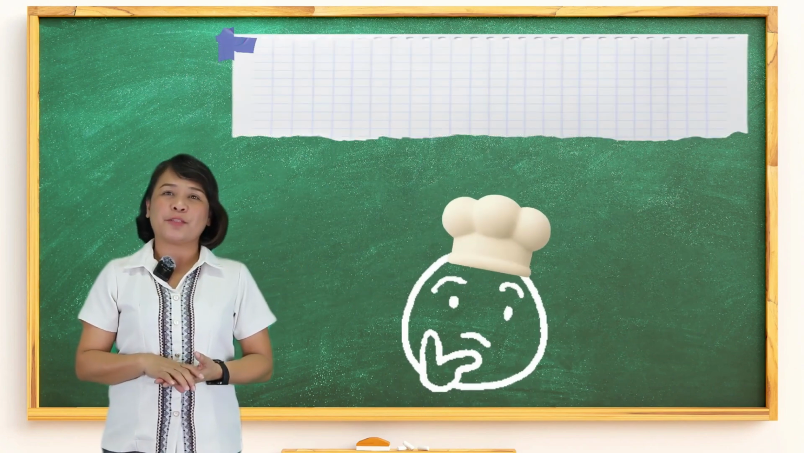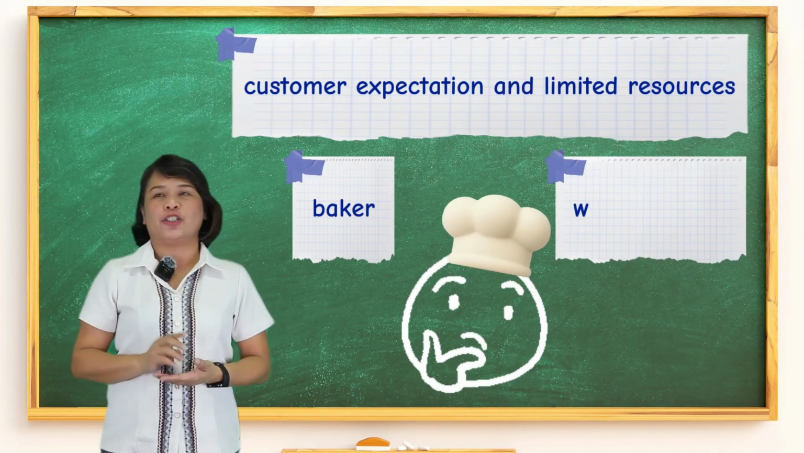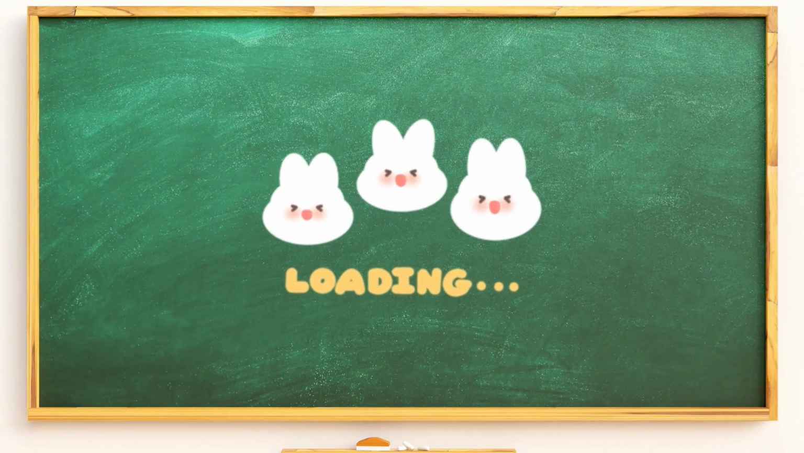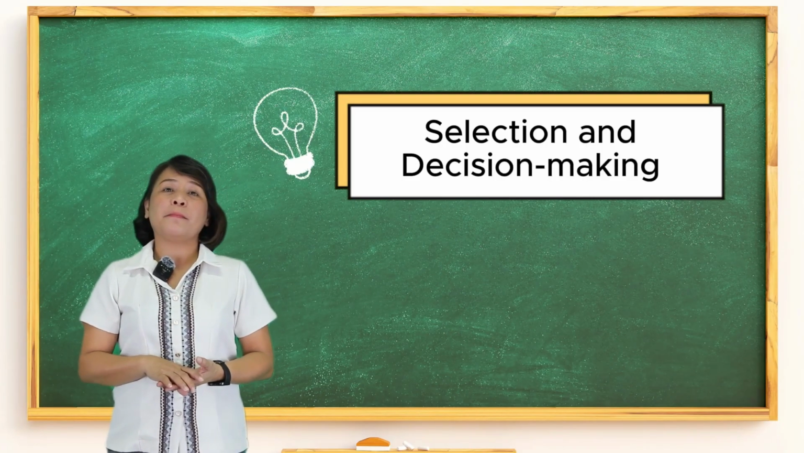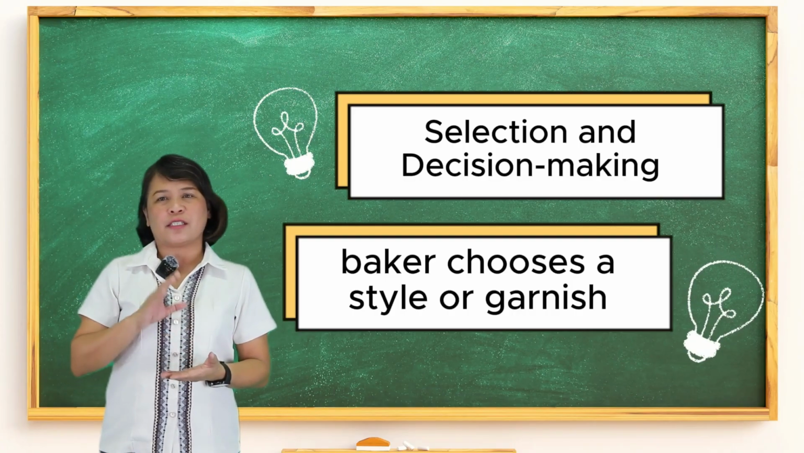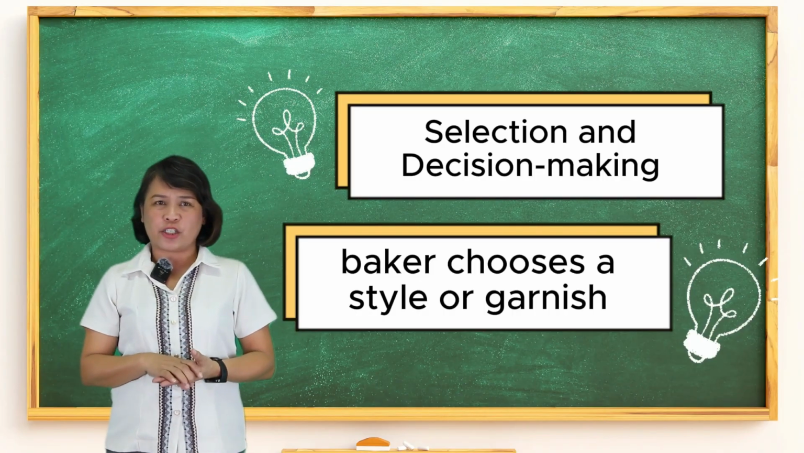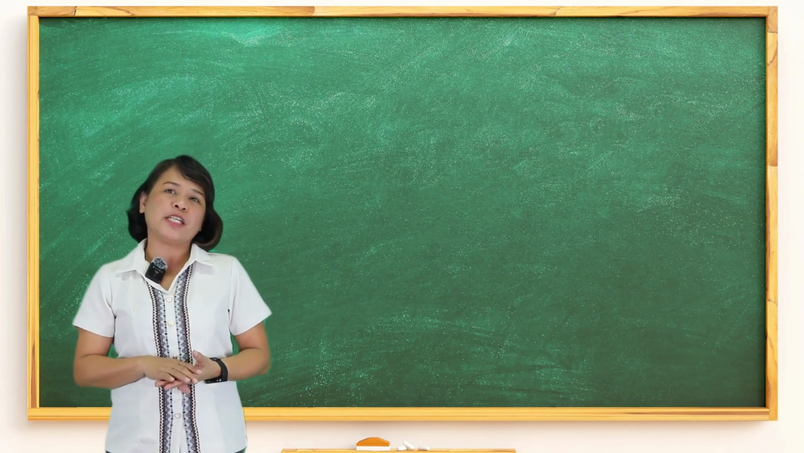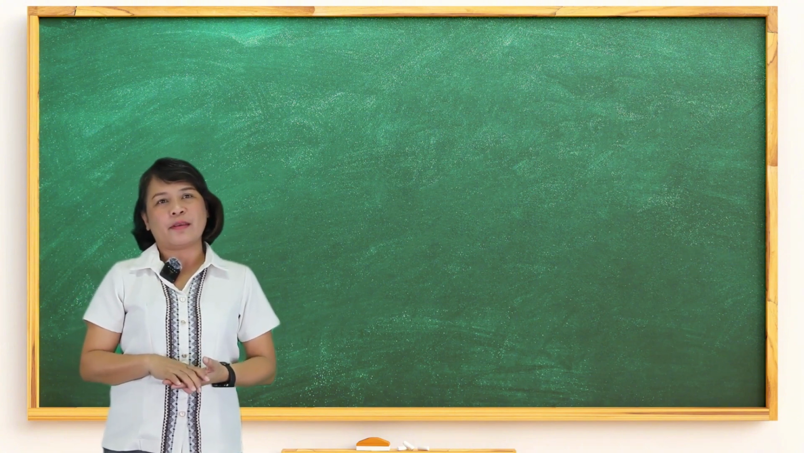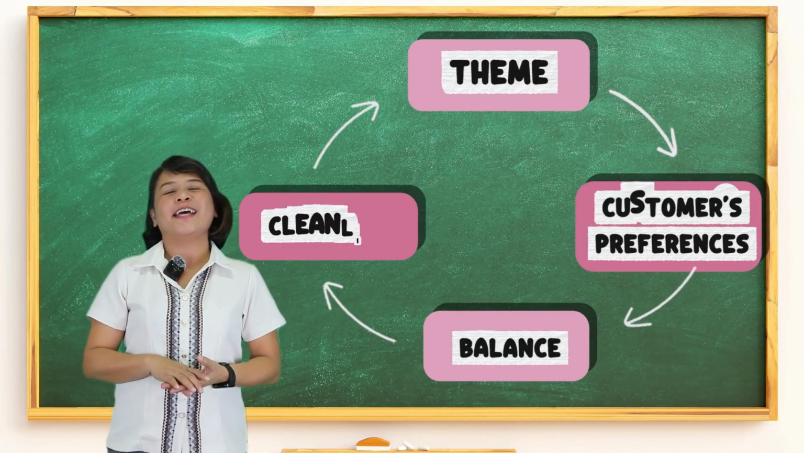Due to high customers' expectations and limited resources, the baker needs to make a wise decision to create an aesthetic and delicious cake. Selection and decision making are part of a baker's life. The moment a baker chooses a style or garnish to use, it's a sign that they have made a decision. In wise and proper decision making, it is necessary to consider the important concepts: theme, customer's preference, balance, and cleanliness.